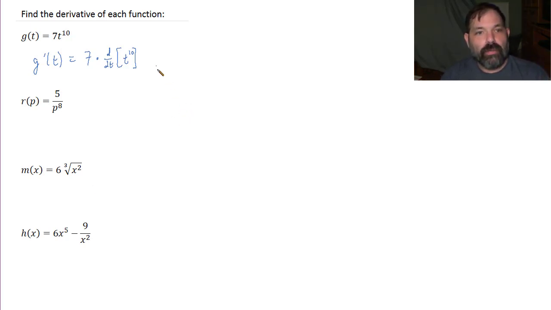Now the derivative of t to the 10th, so then this would be 7 times 10t to the 9th. Now, using a little bit of algebra, we can simplify this. The 7 times the 10 is 70. So I would write g prime of t is 70t to the 9th power.